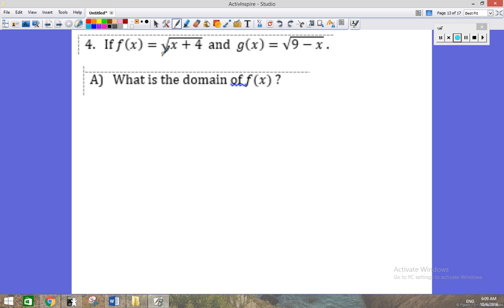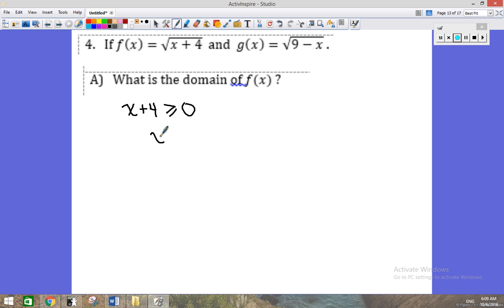I do not have any variables in a denominator for f, so I do not have to worry about division by 0. But I do have a variable that's underneath a radical, so I am concerned about taking the square root of negative numbers. This x plus 4 is representing some real number based upon the value of x. Well, I need this number to be 0 or positive. As an inequality, we say greater than or equal to 0.